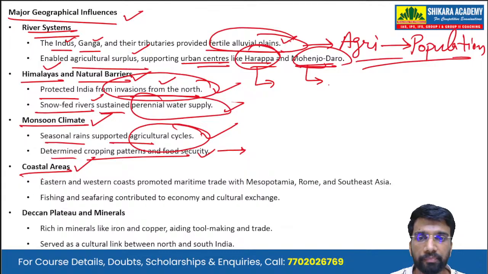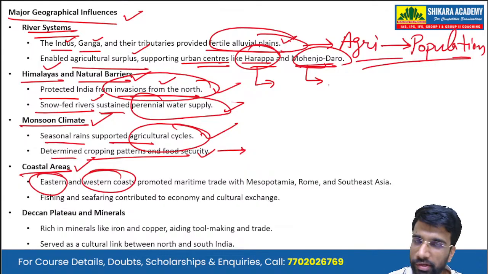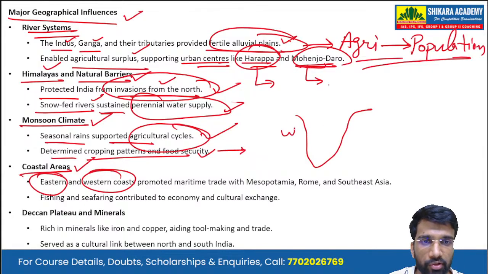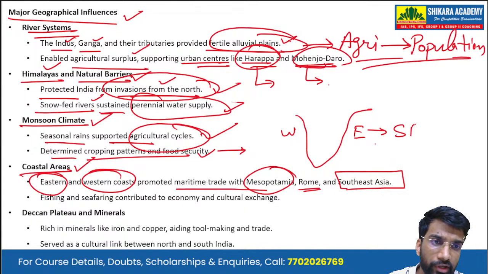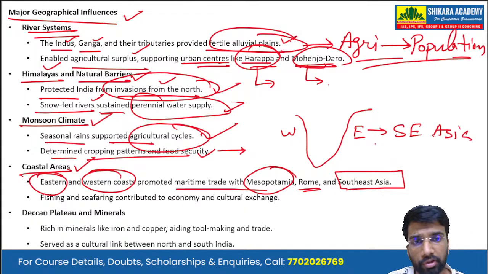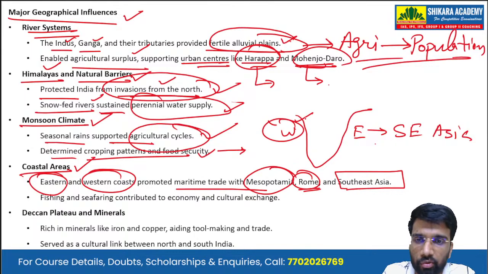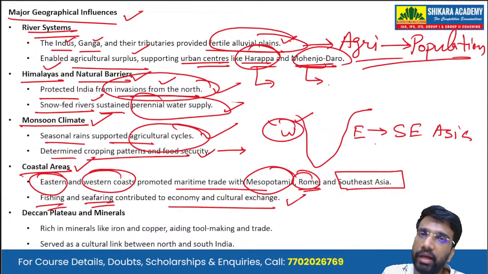Then there are the coastal areas, the eastern and western coasts. In India, in the peninsular region, we have the western coast and the eastern coast. They promoted maritime trade with Mesopotamia, Rome, and Southeast Asia. The eastern coast was mainly used for trade with Southeast Asia, and the trade with Mesopotamia and the Roman Empire was mainly dealt with through the western coast. Fishing and seafaring contributed to the economy and cultural exchange. Now, this trade also led to cultural exchange.